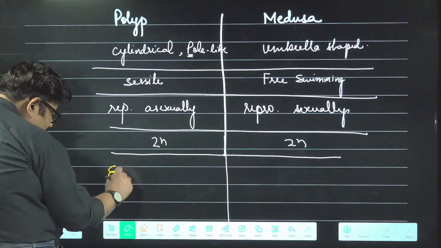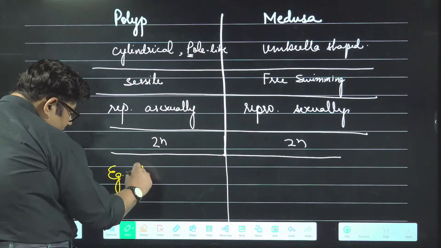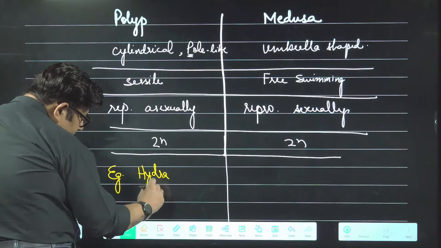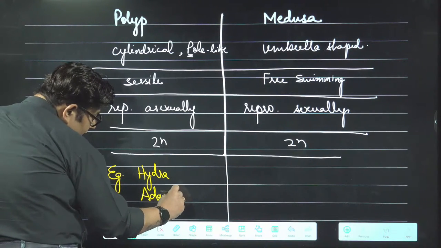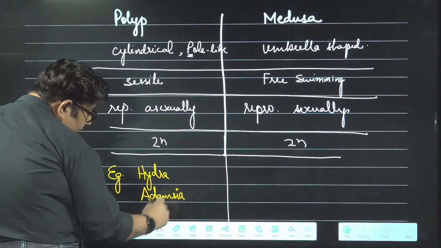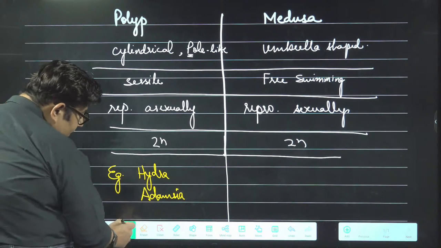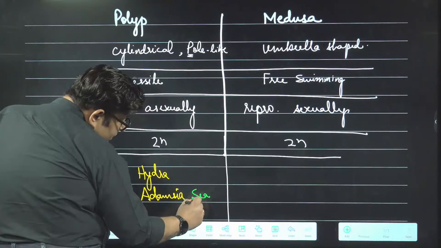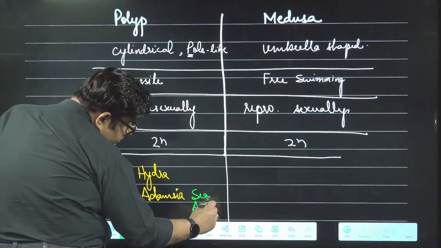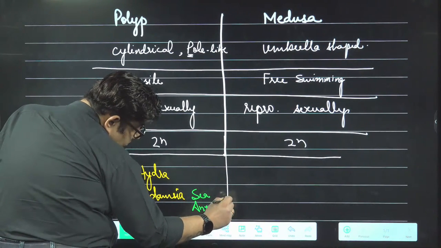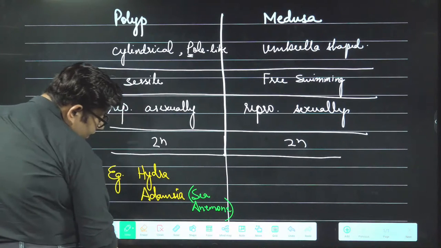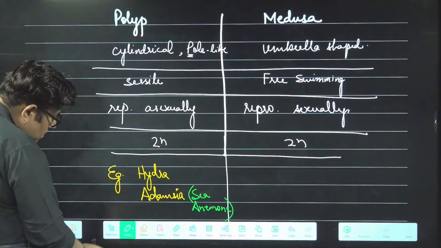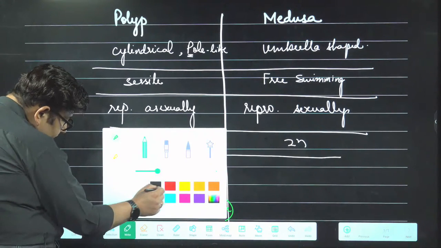Now, coming to the examples of polyp. Hydra and Adamsia. Adamsia means sea anemone. Hydra. These are the examples.